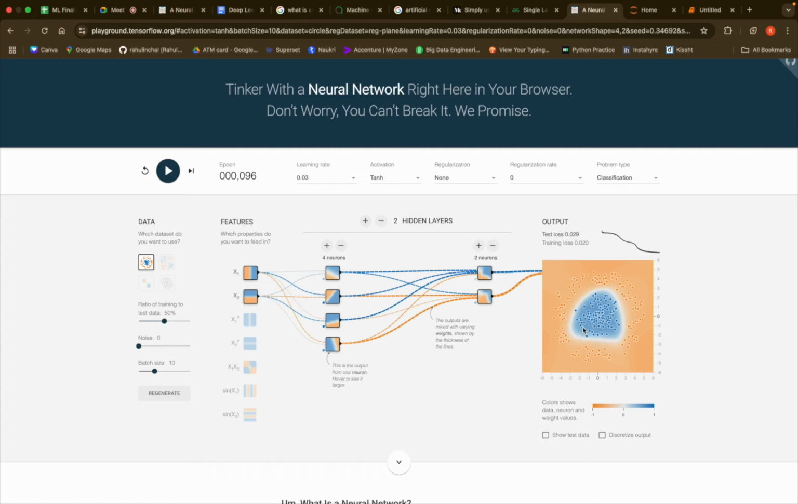See in here, this blue circle is exactly classified. All the blue dots are within the blue circle, this white circumference, and all the orange dots are beyond that white circle. So it has almost classified, and you can see test loss is 0.029 and training loss is 0.020. If you multiply by a percentage, it is 2.9 and 2 percent. It's a very good thing.